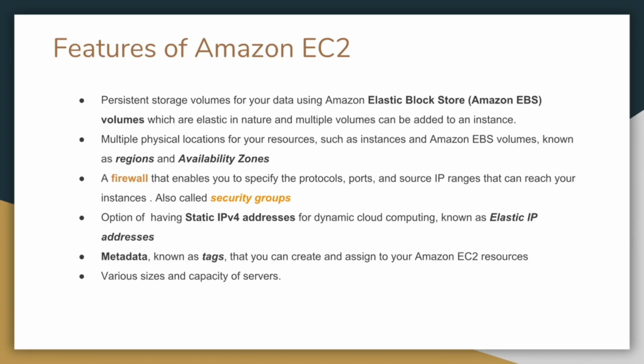You can have static IPv4 addresses called elastic IP addresses. You can also add metadata known as tags to your EC2 instances. And you can select the size of your EC2 instances, right? You can provision a small EC2 instance with 1 gig of RAM, 1 CPU, and you can also provision an EC2 instance with 4 terabytes of RAM.